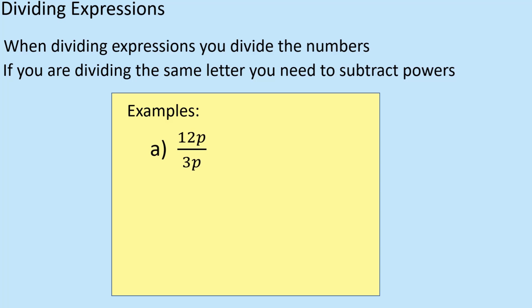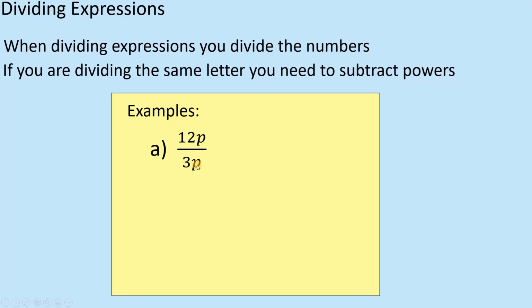Okay, so let's have a look at these ones. So we've got 12p divided by 3p. Well, 12 divided by 3 is 4. But we've got a p and a p. Well, these are both the same.